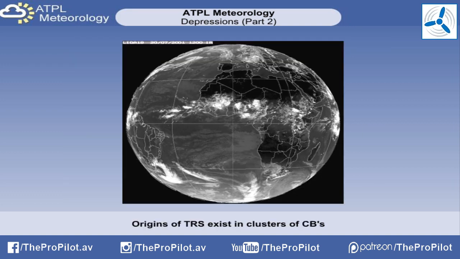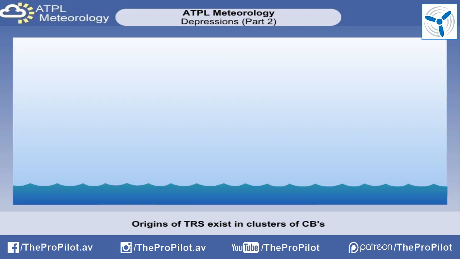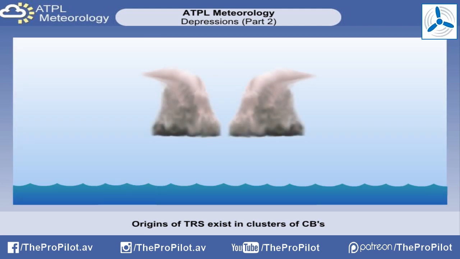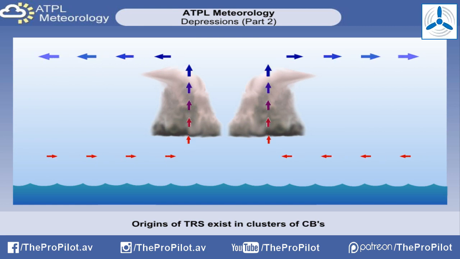The origins of tropical storms exist in clusters of cumulonimbus clouds that form and develop principally on the eastern sides of oceanic areas. Sometimes linked with the intertropical convergence zone, and occasionally forming on what we call easterly waves, these cloud clusters act as the atmosphere's pump, drawing moist, warm air in at low levels, with a corresponding outflow at the top of the troposphere.